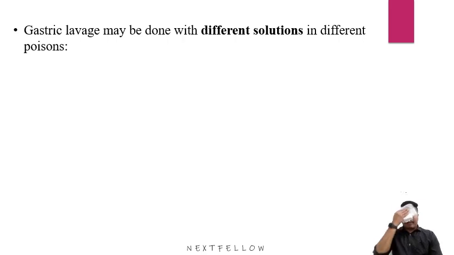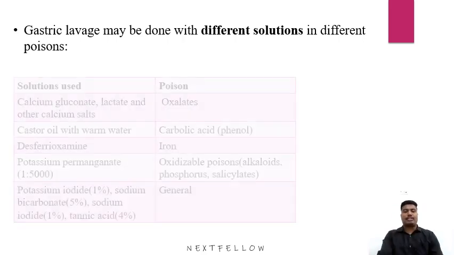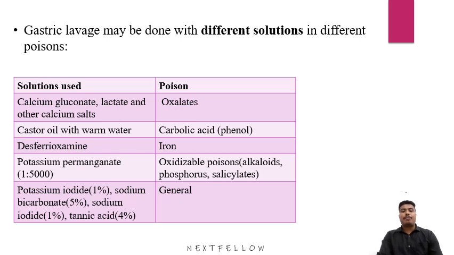Now, gastric lavage may be done with different solutions in different poisons. Solutions used: first is calcium gluconate, lactate and other calcium salts. It is used in poisoning by oxalates. Now, other is castor oil with warm water. It is used in carbolic acid poisoning. The other is desferrioxamine. It is used in iron poisoning. Another is potassium permanganate 1:5000 solution, which is used in oxidizable poisons like alkaloids, phosphorus, salicylates. Okay. Now potassium iodide, sodium bicarbonate 5%, sodium iodide 1%, tannic acid. They are used in general poisoning as solution for gastric lavage.